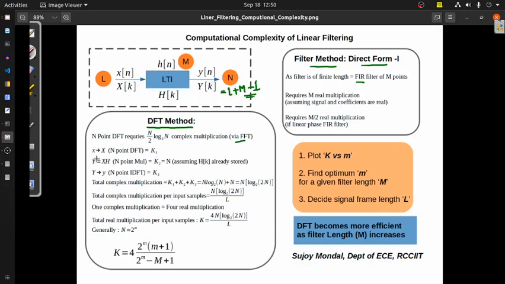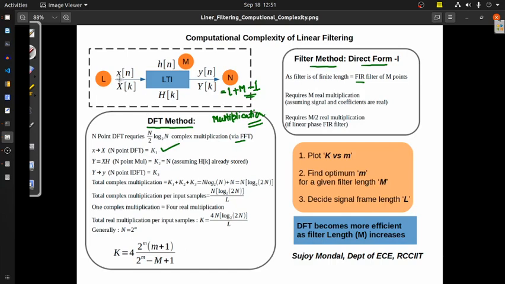So what is done basically? First we compute the input signal DFT, that is, the N-point DFT of the input signal. So what is the computational complexity? Computational complexity here means we are mainly focusing on multiplications. Only the number of multiplications we are trying to count. Let's say this is K1.